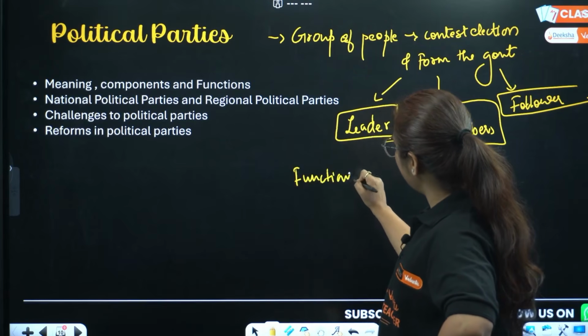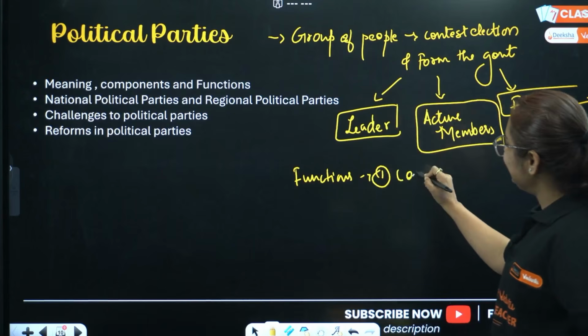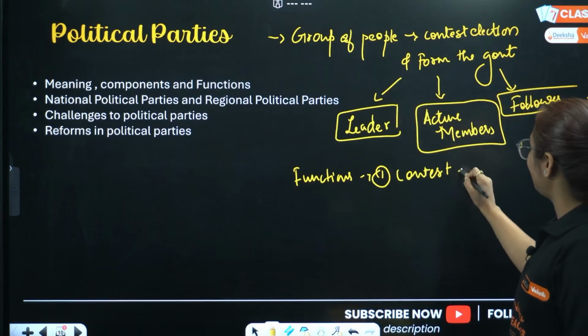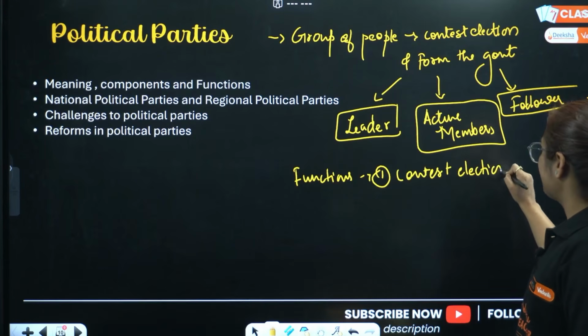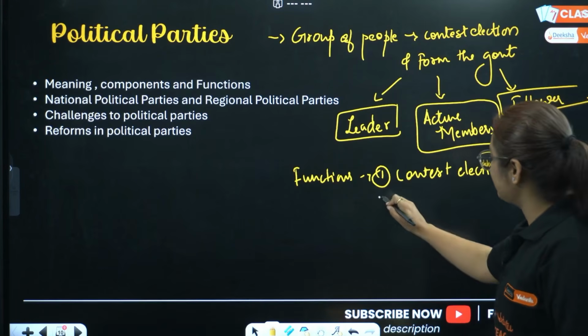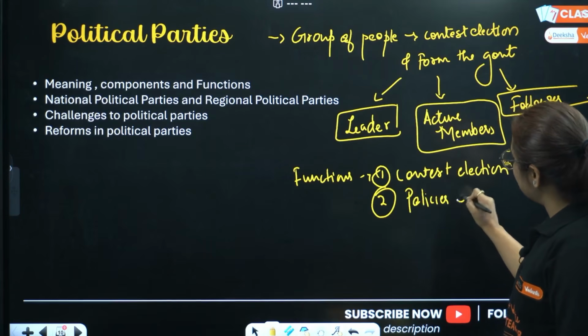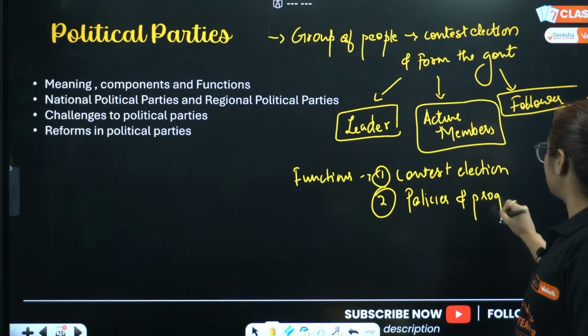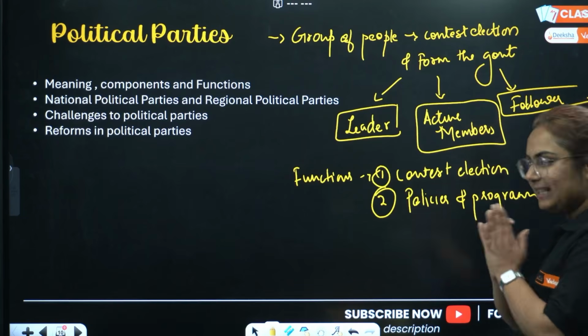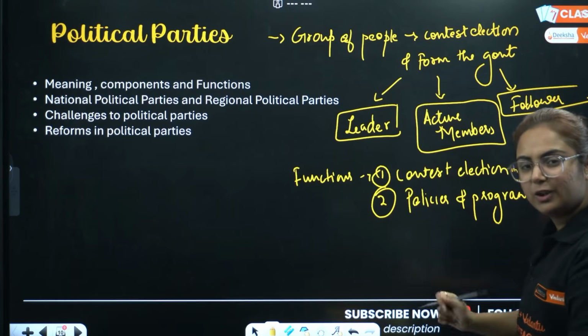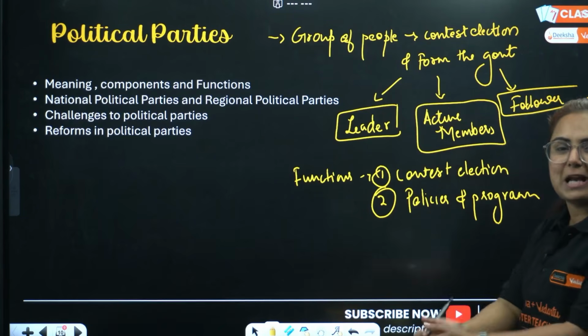Pay attention. What are the functions? First, they contest election. This is the main objective. We should not forget this. Okay? For contesting election, they form their policies and programs. When they come joining their hands, they tell what we are going to do. That is their policies and programs.